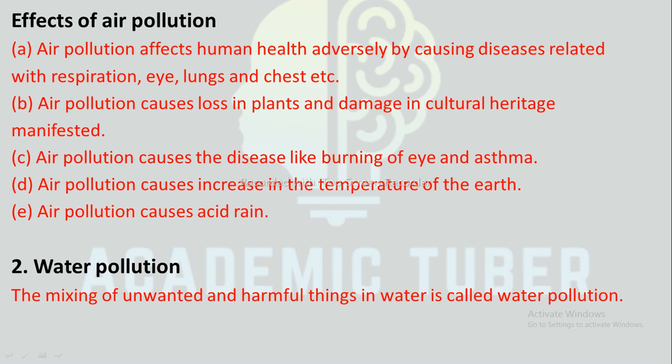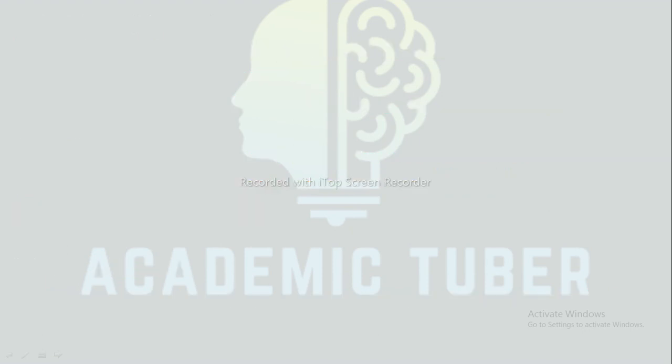We get water from river, ponds, lake, stream, rain, underground sources, etc. When rainwater is absorbed through the soil and is collected under the ground, it is considered as the underground water. But because of various human activity, water is being polluted. The mixing of unwanted and harmful things in water is simply known as water pollution.